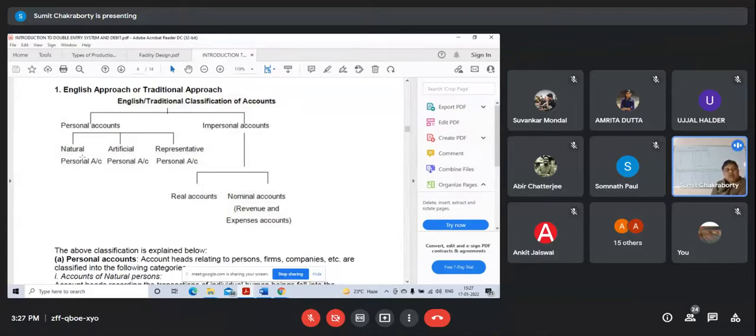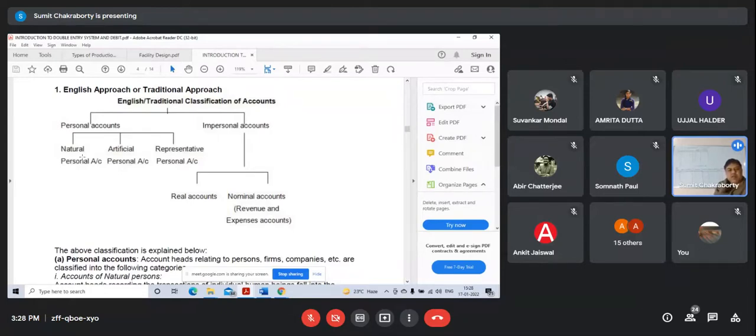What is natural personal account? Natural personal accounts are those accounts which are natural, means your account in State Bank of India, Jadavpur University branch. You are a real person, so your account in Jadavpur University will be a natural personal account.